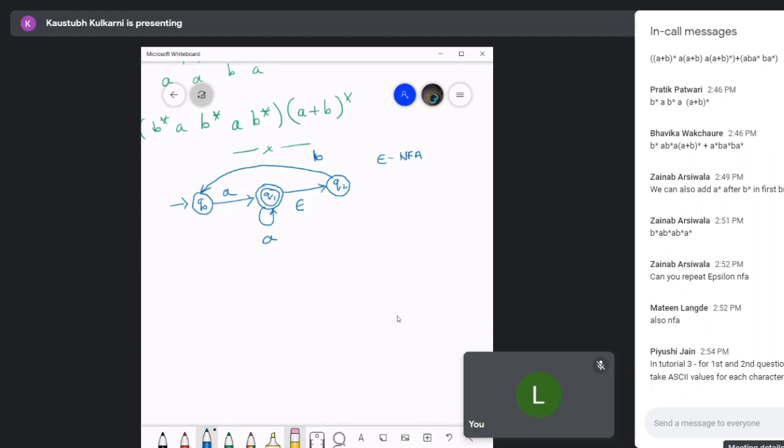First, we'll find the epsilon closure of all the states. First step is finding epsilon closure. In this case, epsilon closure of Q1 will be Q1, Q2, because there is an epsilon transition from Q1 to Q2, therefore they are equivalent. Okay, let's start from the beginning. The first state is Q0. Epsilon closure of Q0 is Q0, because there is no other epsilon transition.